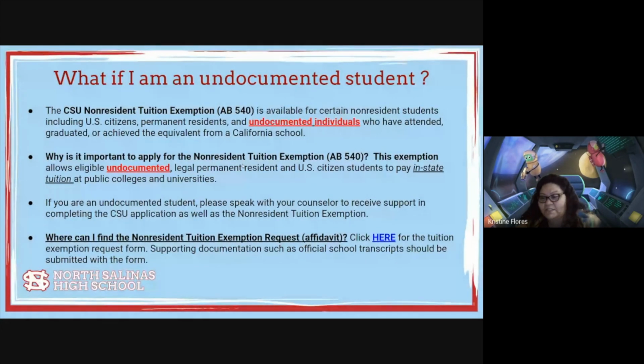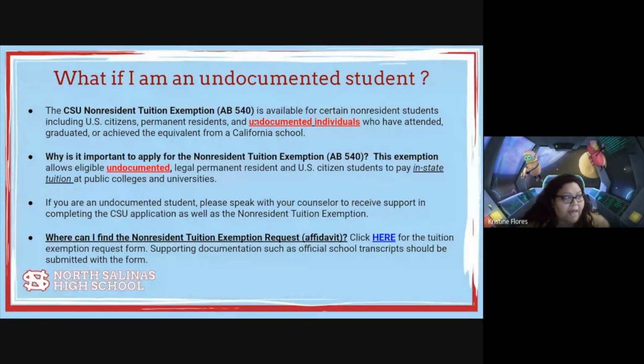If you guys have questions, make sure to ask them in the chat, and we'll be answering them as we're speaking on. So what if I'm an undocumented student? The CSU system has a non-resident tuition exemption, which is AB 540, and it's available.